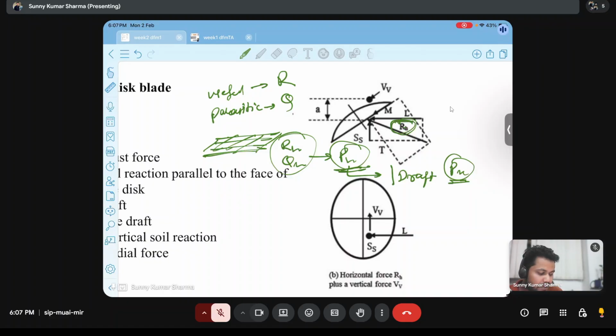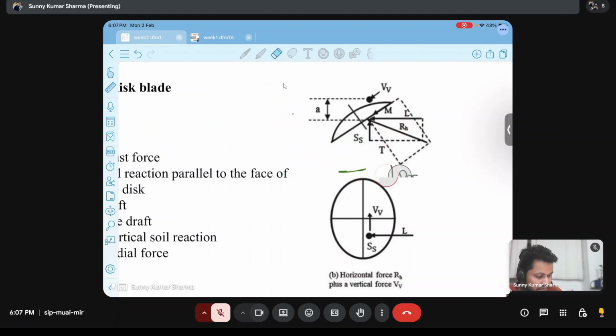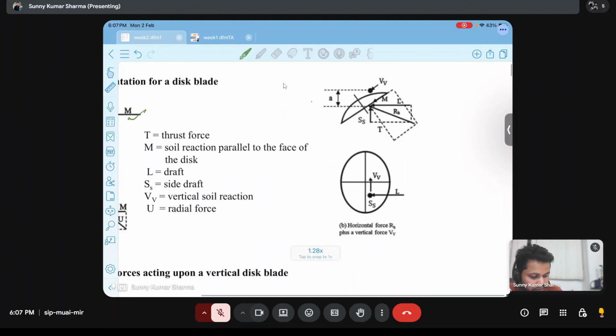When we break this RH into two components in the X and Y axis, we get L and S. So RH's breakdown is L and S, and M and T will give RH.